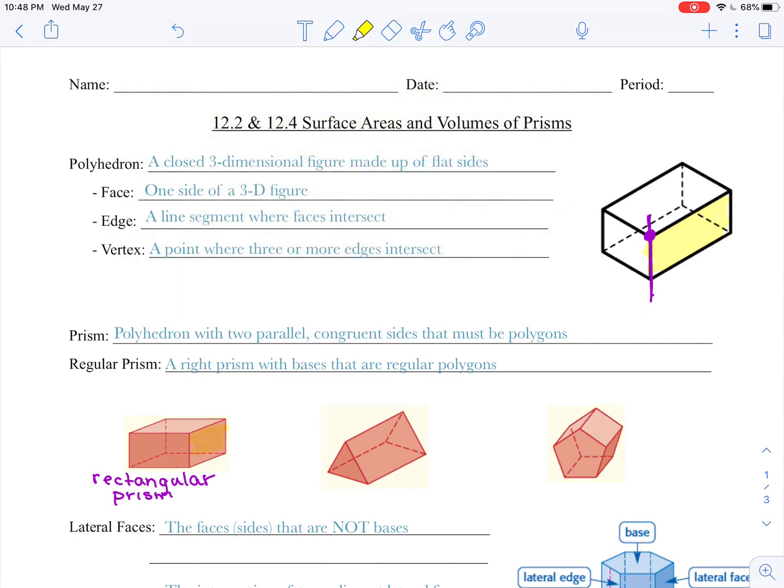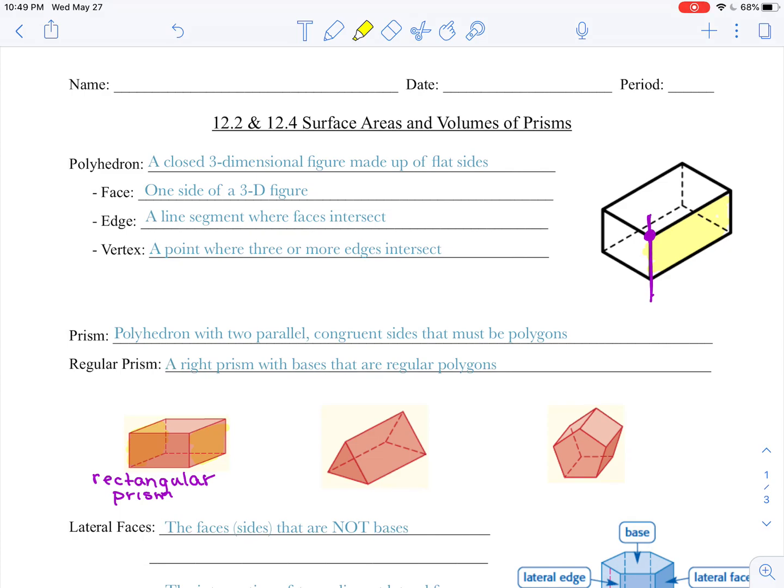And that's because if you choose 2 parallel congruent sides, like the right and the left sides of this box, they are rectangles. For a rectangular prism, any 2 sides can be the bases, top and bottom, or the left and the right, or the front and the back. It just depends on how you look at the figure.